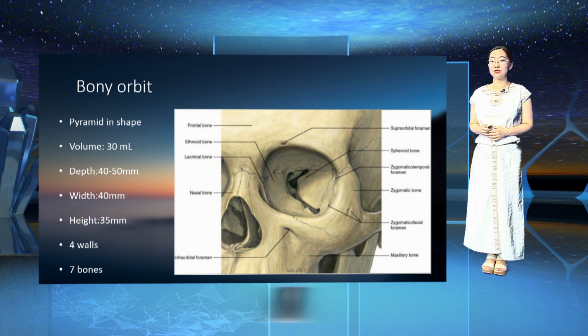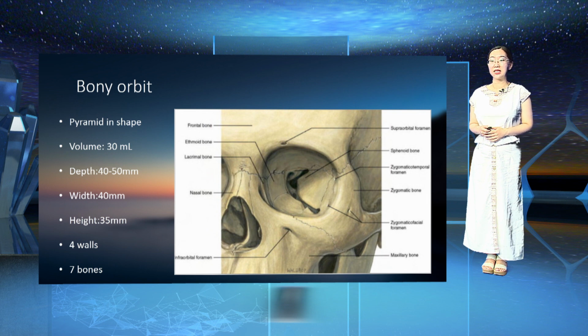The anterior entrance of the orbit forms a rough rectangle measuring approximately 40 mm wide by 35 mm high. The orbit attains its widest dimensions at about 15 mm behind the bony rim. The overall dimensions of the orbit are quite variable, especially its depth, which is about 40 to 50 mm.